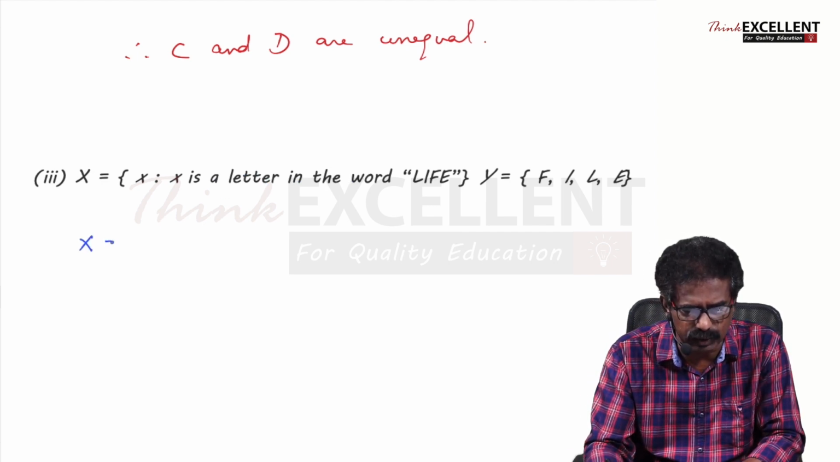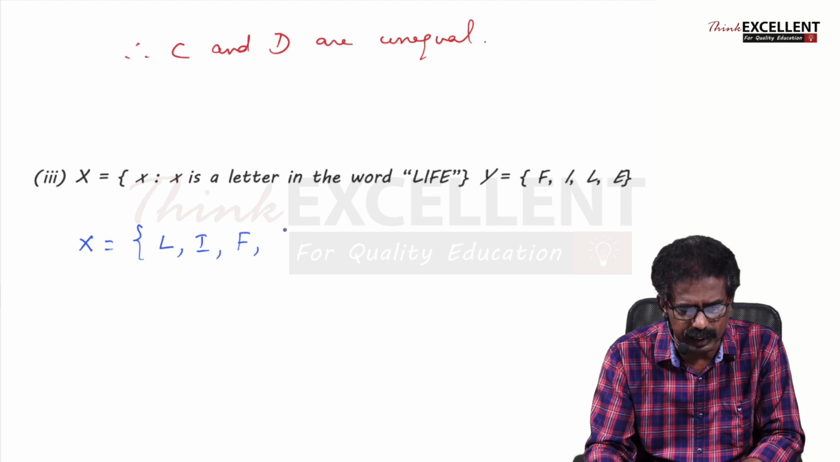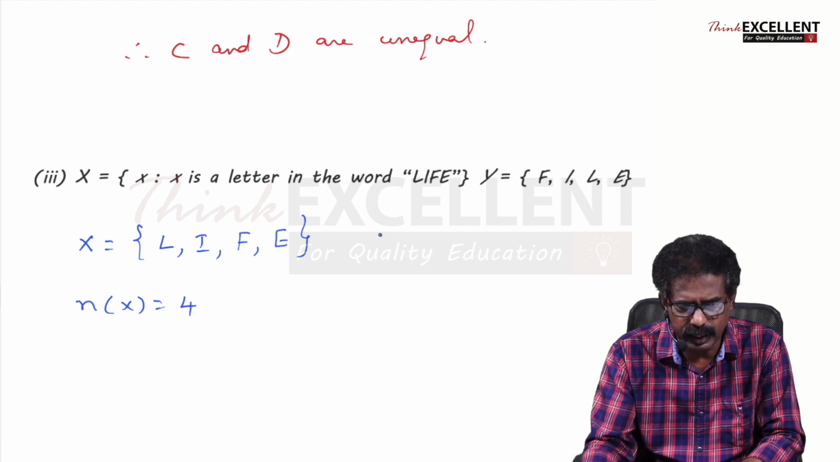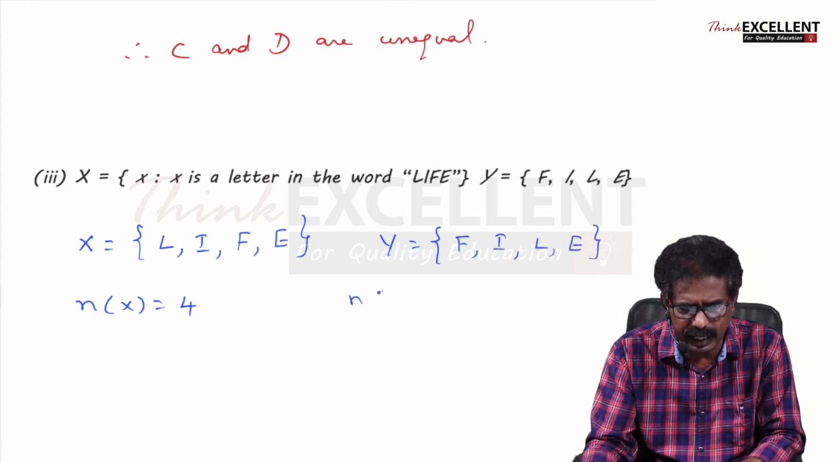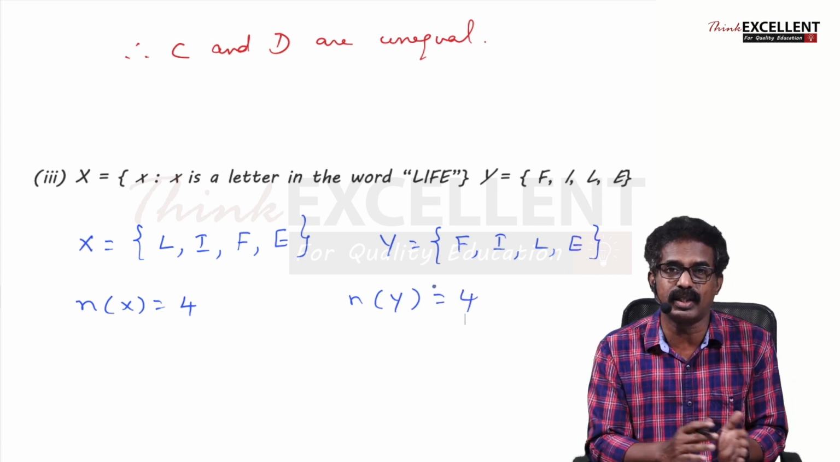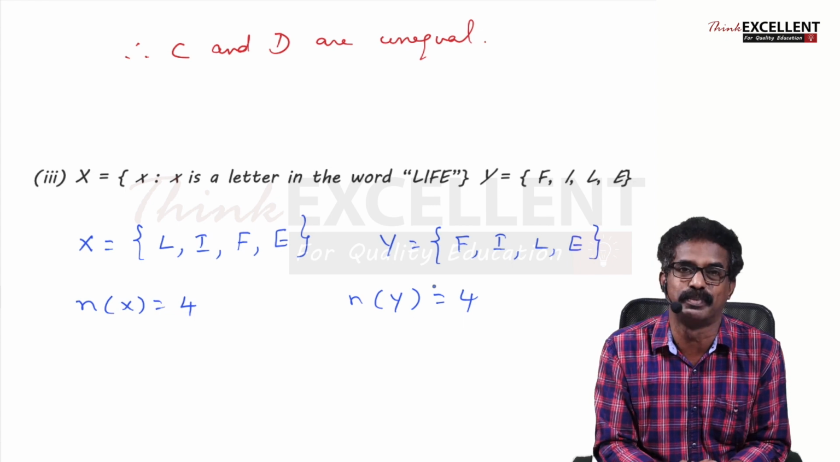So X equal to, what are the letters you have? L, I, F, E. So how many elements are there? N of X equal to 4. There are 4 elements. And Y they have given here. What is Y? F, I, L, E. How many elements are there in Y? There are also 4. N of X equal to N of Y. They are equivalent.